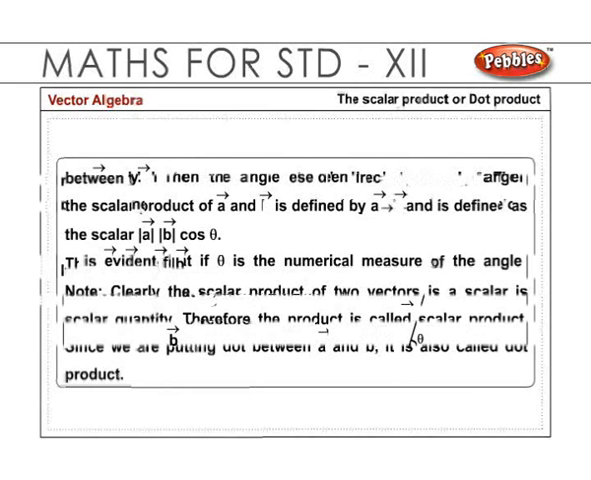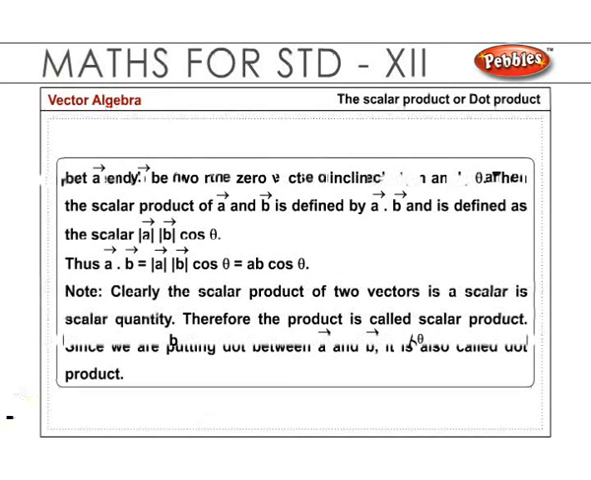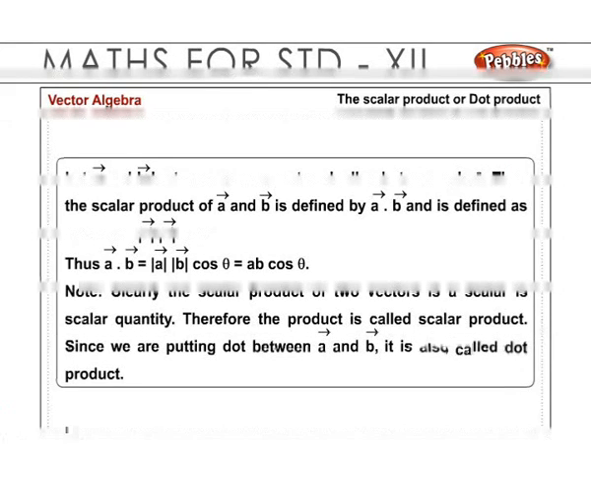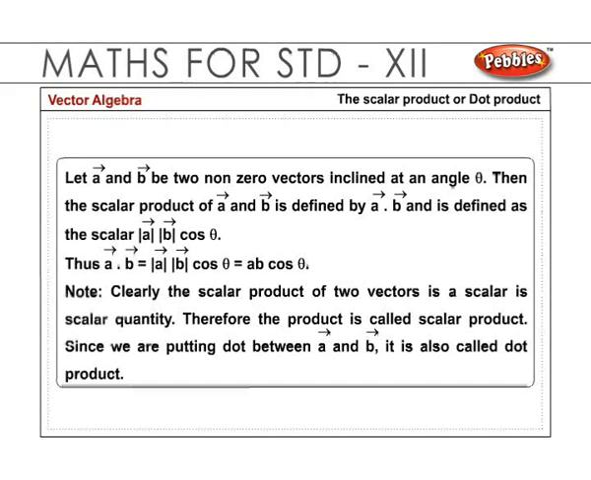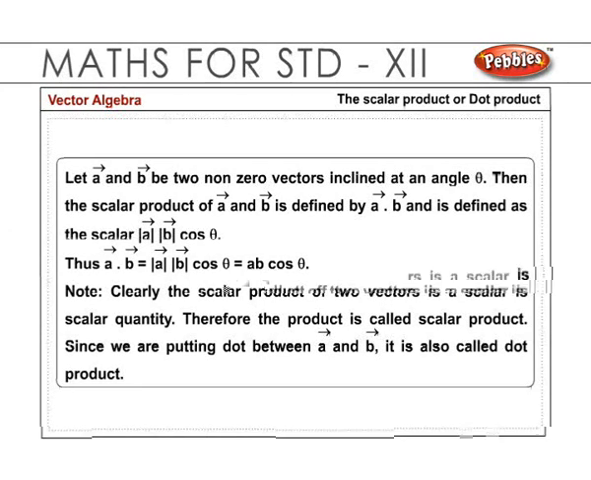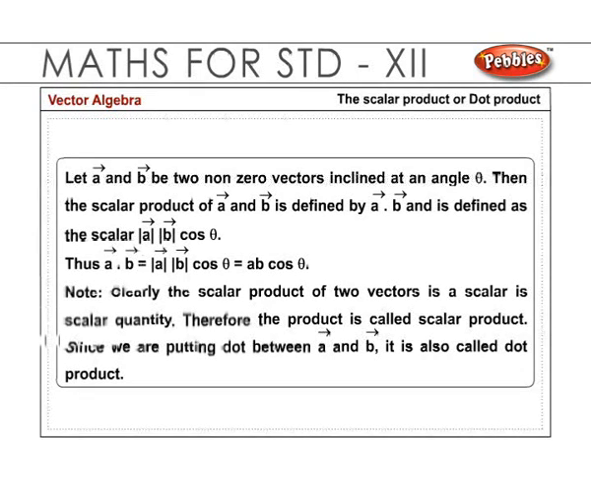The scalar product or dot product. Let A and B be two non-zero vectors inclined at an angle theta. Then the scalar product of A and B is denoted by A dot B and is defined as the scalar |A||B| cos theta. Thus, A dot B is equal to |A||B| cos theta, which is AB cos theta.